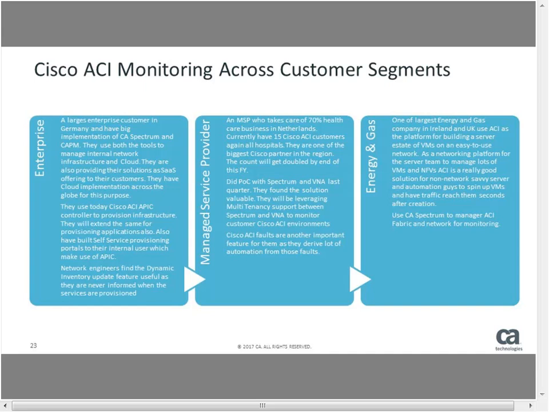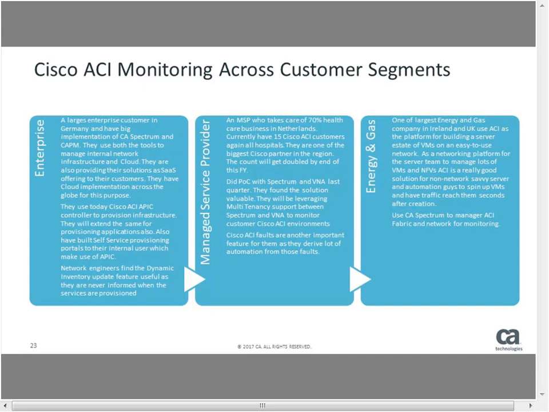This is an example of an organization in Ireland and UK, and their network teams found ACI to be very helpful to provision VMs and servers without bothering about network into picture. And they find Spectrum very helpful in terms of monitoring their ACI fabrics and their Nexus switches over there, and they're using successfully a Spectrum to monitor that ACI fabric.